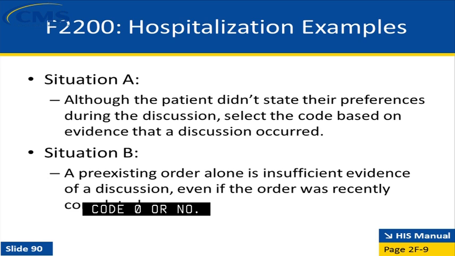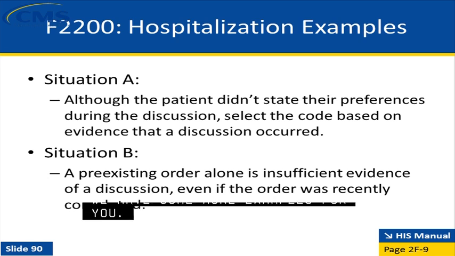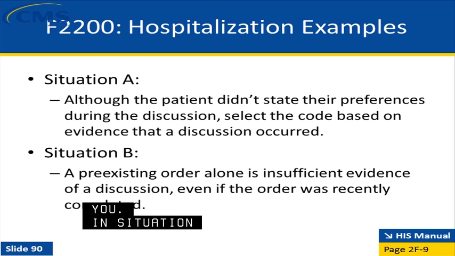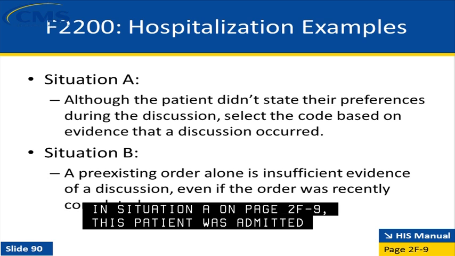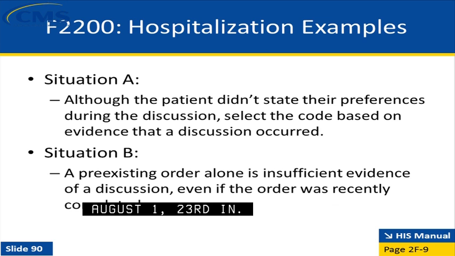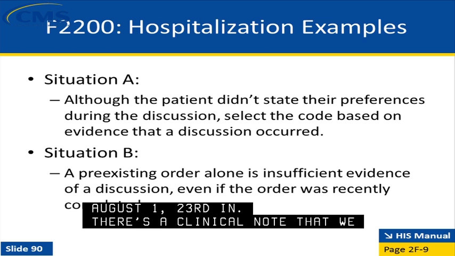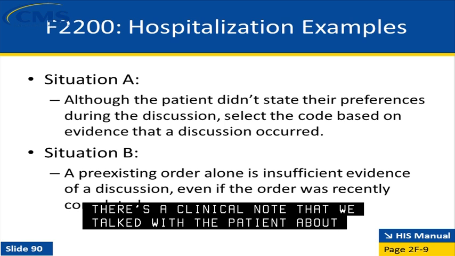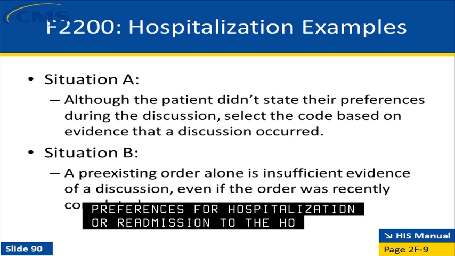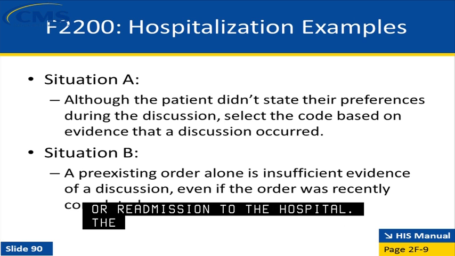So we have some more examples for you. In situation A, which is on page 2F-9, this patient was admitted on August 1st, 2014. There's a clinical note that shows, talked with the patient about preferences for hospitalization or readmission to the hospital. The patient was hesitant and stated they weren't sure. We told the patient we could discuss it at a later time.